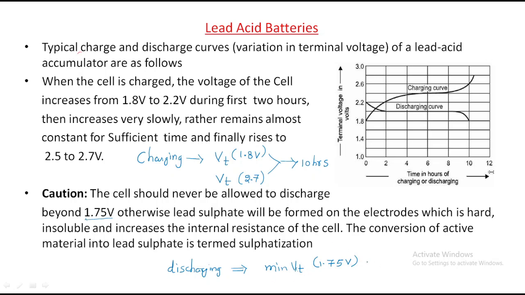If it is less than 1.75 volts, what happens? Sulfation is formed. Whenever sulfation is formed, the internal resistance in the battery increases. Internal resistance increases means the battery storage capacity decreases, right? That's why the minimum point is like this. The discharging period also follows this path, and from 2.2 to 1.8 it will take 10 hours. In the 10 hours it will decrease, right?